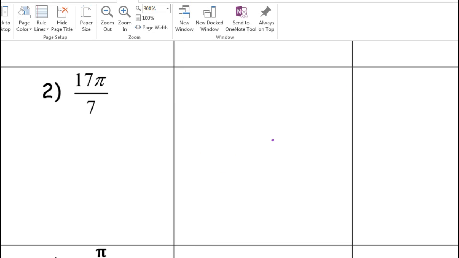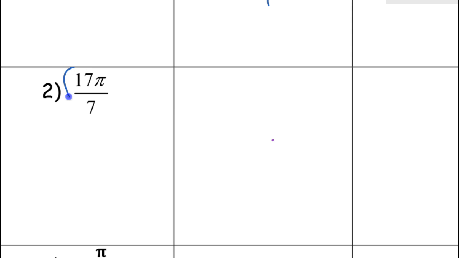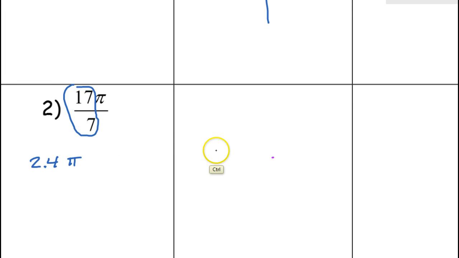Let's do the same thing for problem number 2. Again, take 17 divided by 7 and put that in your 4-function calculator, which is the only kind of calculator I would let you use. 17 divided by 7. Okay, so I'm getting that this is 2.4 pi. Okay, so this is going to be more than one spin around the circle. So let's go ahead and draw our axes for the sketch.